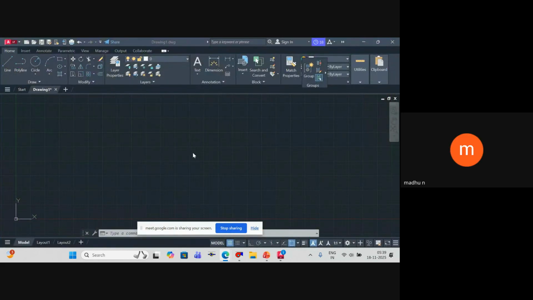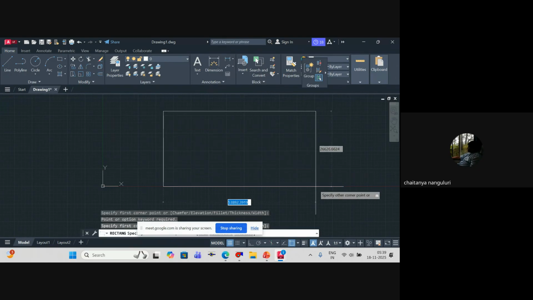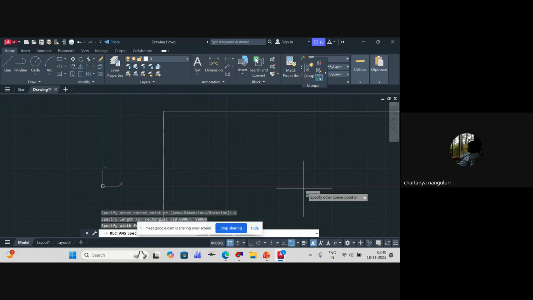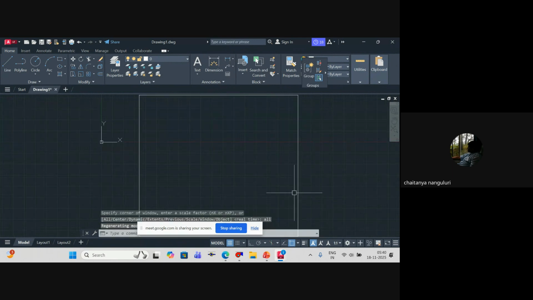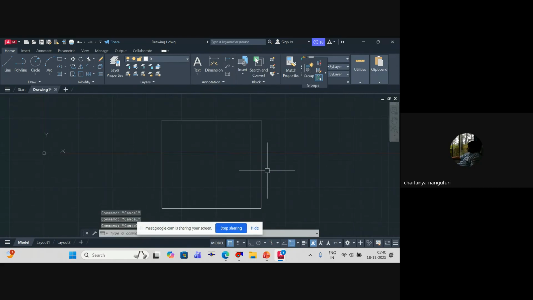So let's say I've got a room space of dimensions 90 meters by 80 meters. So we've got a particular room space. Let's say this is a basement or whatever it is.